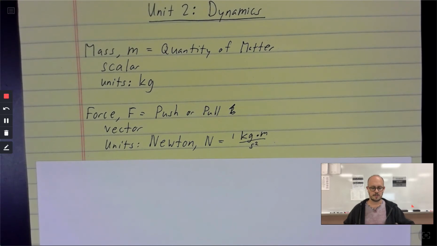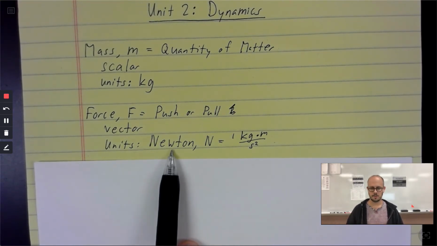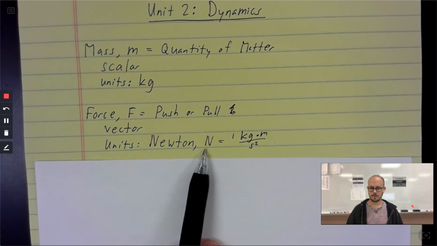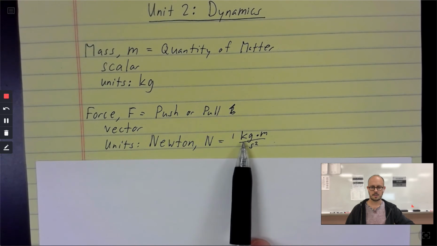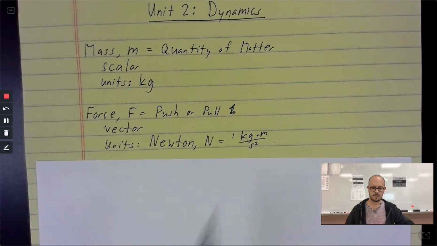And then as far as the units go, this is the first unit of this course that we've seen that's named after someone, named after Isaac Newton. So the unit for force is called the Newton, abbreviated with a capital N. And the Newton is a derived unit, meaning it's just a shorthand for a set of units. And so 1 Newton is defined as a kilogram meter per second squared. So that's like kilograms times meters divided by seconds squared.